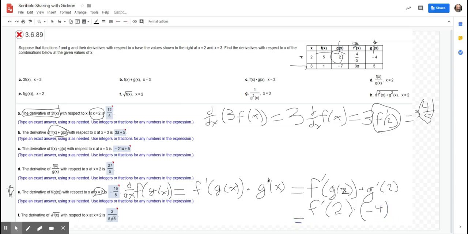We need to know f prime of 2, right? F prime column, 2, 4/5. So that's why the answer is what it is. It's 4/5 times negative 4. Again, the ending is just read off the table, right? It's all read off the table starting here, but you can't get there unless you know the chain rule.